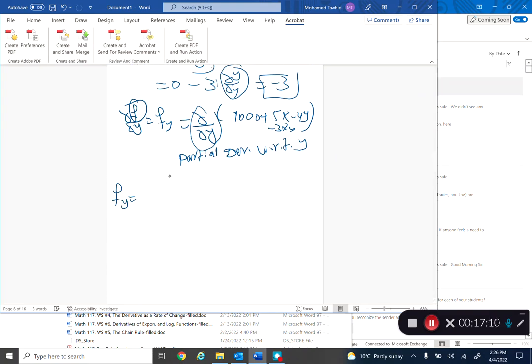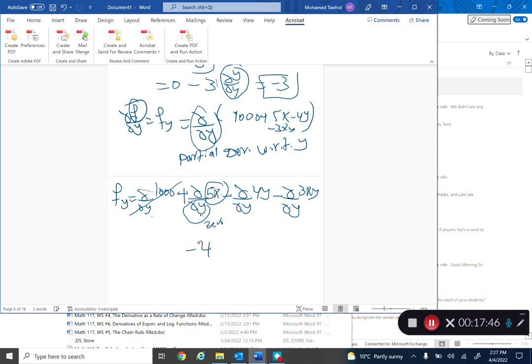It will be the derivative with respect to y of the first term, 1000, plus the derivative with respect to y of 5x, minus the derivative with respect to y of 4y, minus the derivative with respect to y of 3xy. Here that is 0 because the derivative of any constant is 0. Taking the derivative with respect to y, I have to consider x a constant. So what is the derivative of 5x? It will be 0, right?